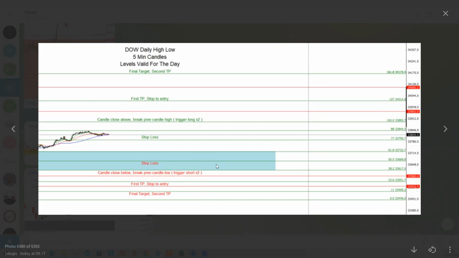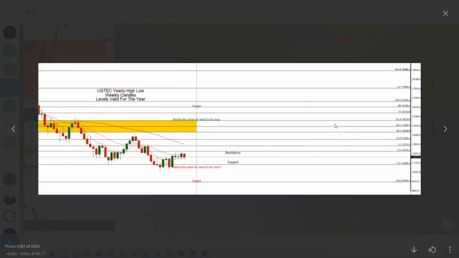And remember, guys, as soon as we hit the first red line, we move our trailing stop to entry. As soon as we hit the first TP, we move our trailing stop to the first red line. And as soon as we hit the second red line, we move our trailing stop to the first TP.